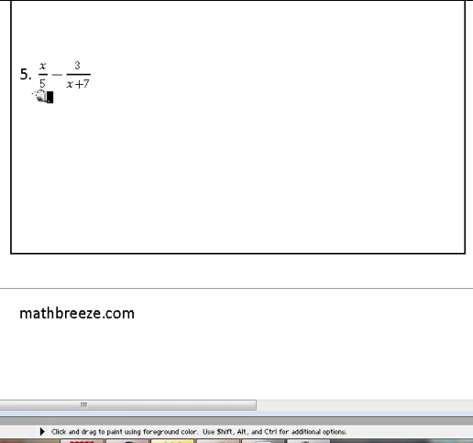In number 5, we're subtracting two algebraic fractions, or two rational expressions, and we have to get a common denominator. So in this case, the common denominator is just the product of the two denominators. Okay, so we have the common denominator 5 times x plus 7.